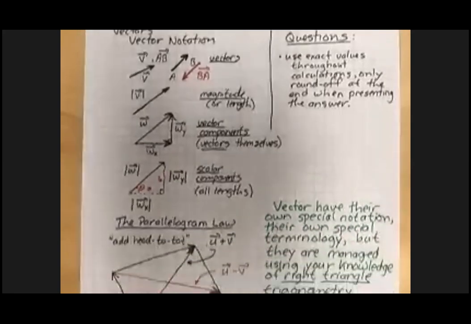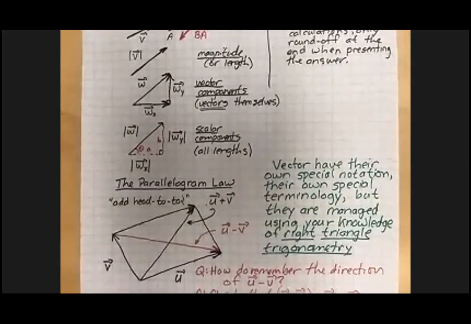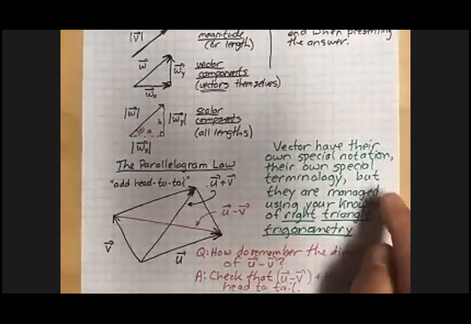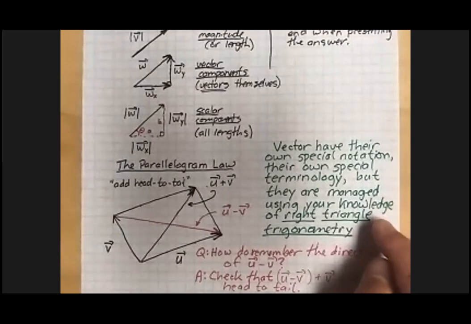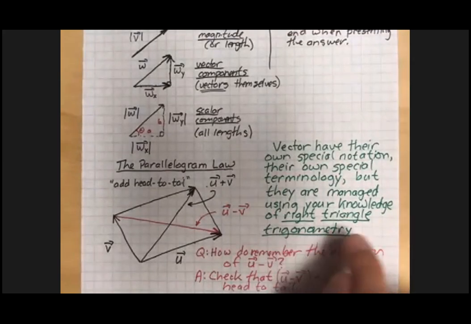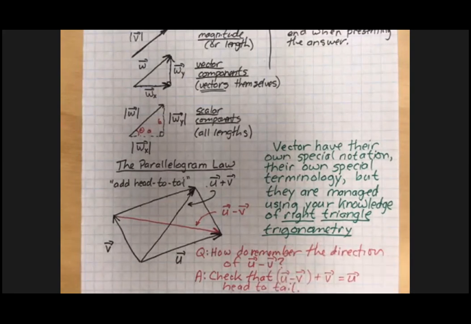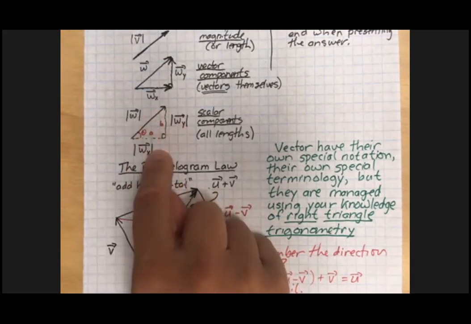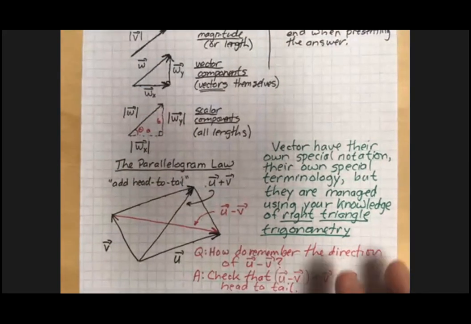So this is my little warning here in green. And then I'll show you this next diagram. Vectors have their own special notation and terminology, but you control them and manage them just like right triangles. You can do everything you need to do if you just use your right triangle trigonometry. You can use a sine, cosine, secant, tangent, cotangent, cosecant. You can use all the 6 ratios that you can form. You might just write it a little differently.